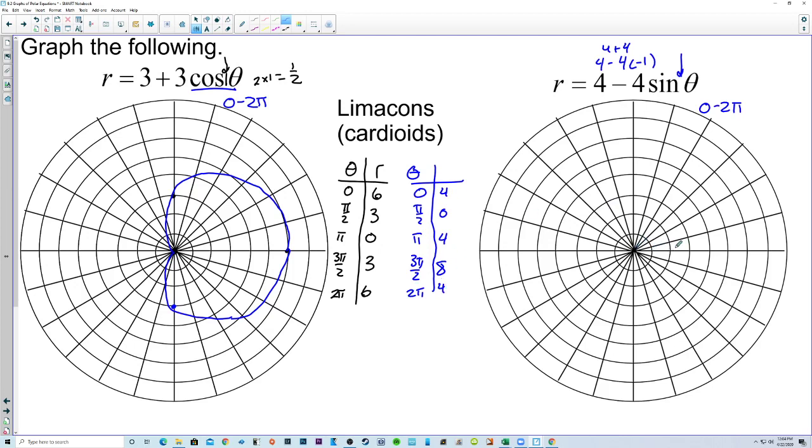So 0 is 1, 2, 3, 4. Pi over 2 is 0, hits the pole. Pi is 1, 2, 3, 4. 3 pi over 2 is 8. 1, 2, 3, 4, 5, 6, 7, 8. There we go. And then we're back to 4.